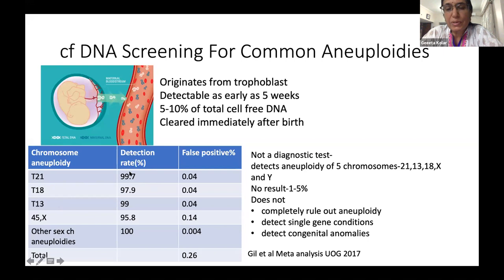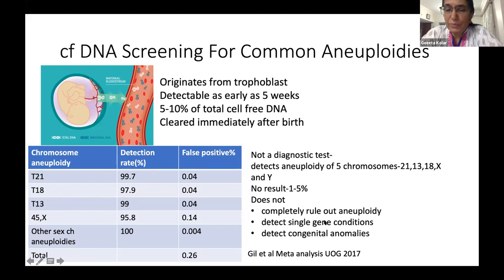99.7 is the detection rate that is claimed by the companies doing the cell-free DNA. But remember, this is only a screening test and not a diagnostic test. It completely does not rule out all aneuploidies. It only looks for those 5 chromosomes, whereas we know that increased NT may be associated with many other chromosomal abnormalities. It does not detect single gene conditions. And it certainly does not detect any congenital abnormalities.